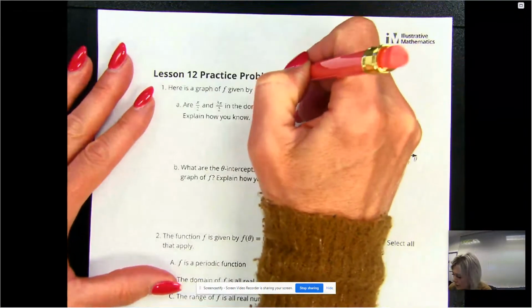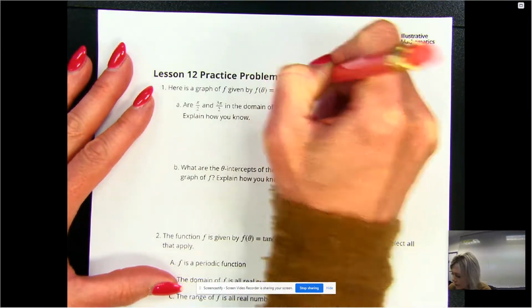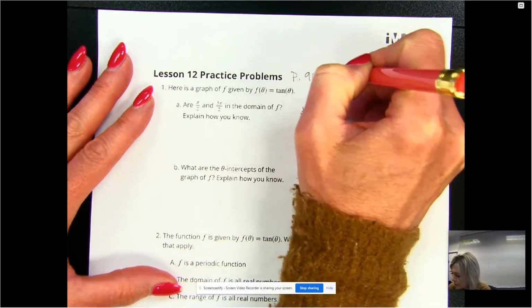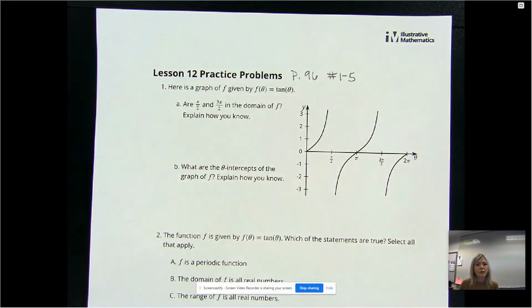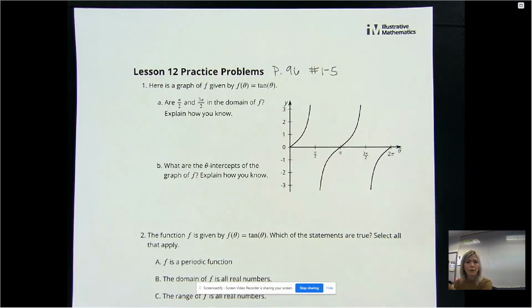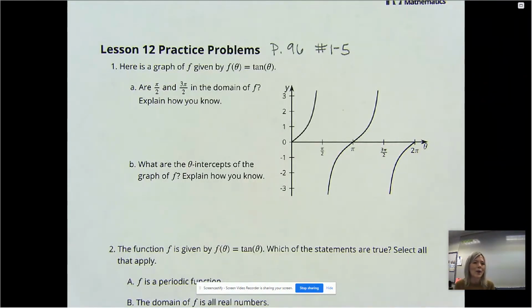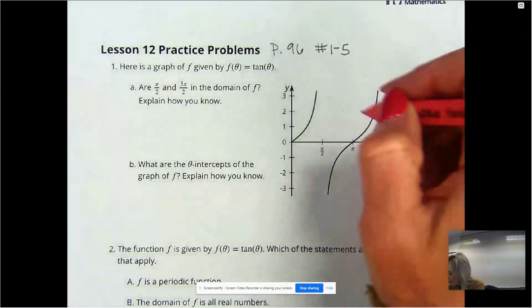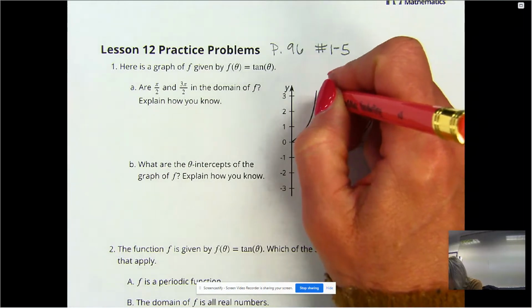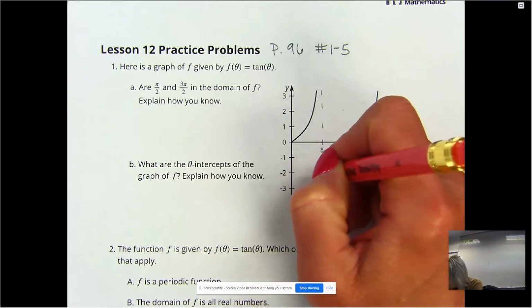This is on page 96, and you're just doing numbers 1 through 5. All right, so first, here's a graph of f given by f of theta equals a tangent of theta. Are pi over 2 and 3 pi over 2 in the domain of f? Explain how you know. So pi over 2 is one place where cosine is equal to 0.